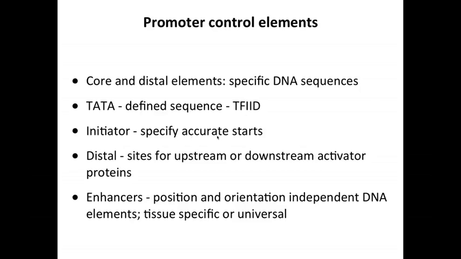There's the initiator element, which specifies accurate starts, tells the polymerase exactly where to begin at the very 5' end of the mRNA. And there are also distal sites for regulation. These can be upstream, as we saw in the previous slide, but they can also be downstream, interestingly, of the mRNA start site. And then there are enhancers, position and orientation independent DNA elements. These can be present and active in very specific tissues, or they can be everywhere. In other words, they're universal.